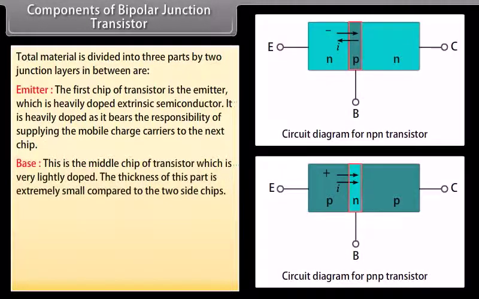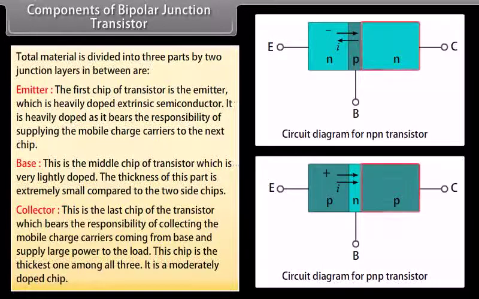Base. This is the middle chip of the transistor, which is very lightly doped. The thickness of this part is extremely small compared to the two side chips. Collector. This is the last chip of the transistor, which bears the responsibility of collecting the mobile charge carriers coming from the base and supplying large power to the load. This chip is the thickest one among all three. It is a moderately doped chip.